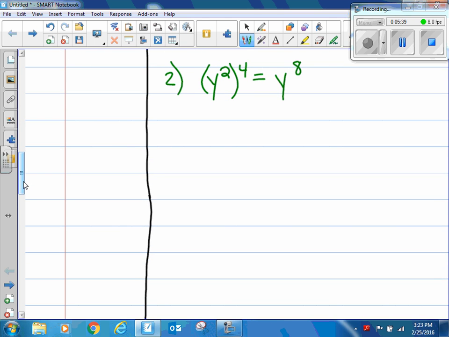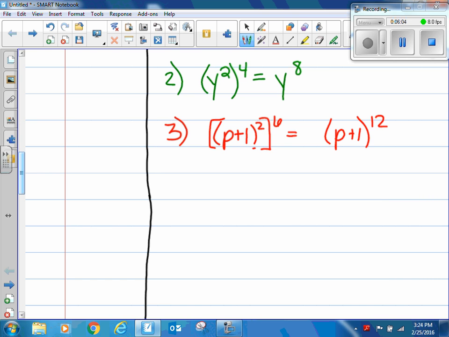Last thing, I could see it maybe if I had p plus 1, right? Now I have, hold on, let me go back. I have p plus 1, and that is squared, and then I can raise this to the 6th power. Well, the rule still applies. I now have p plus 1, and I have that raised to the 12th power. All right, so that's the power of a power. You just need to memorize, when do I add the exponents, when do I multiply the exponents.